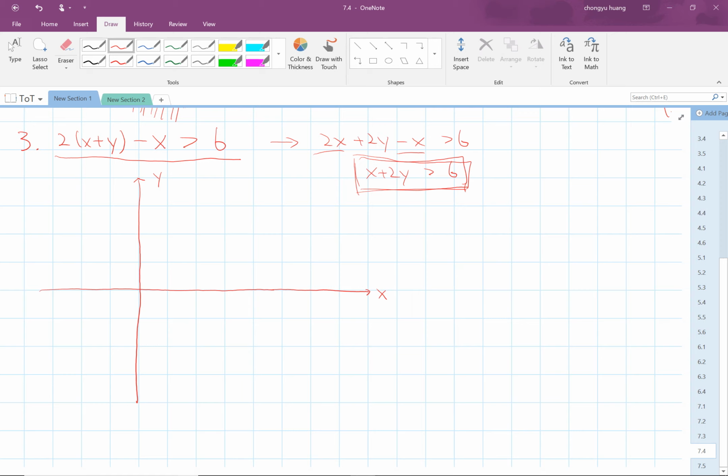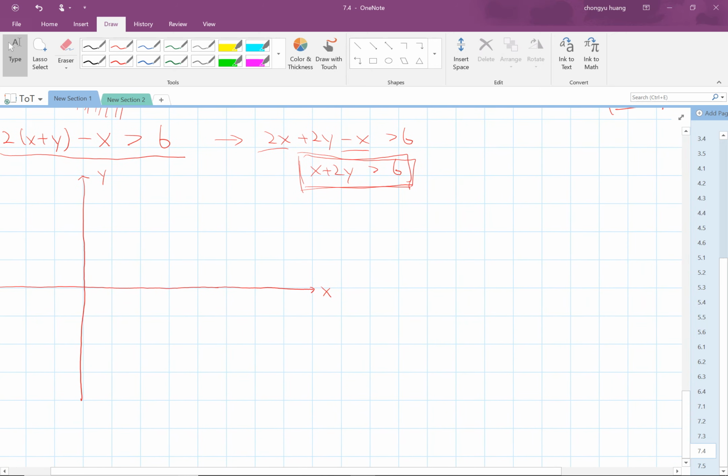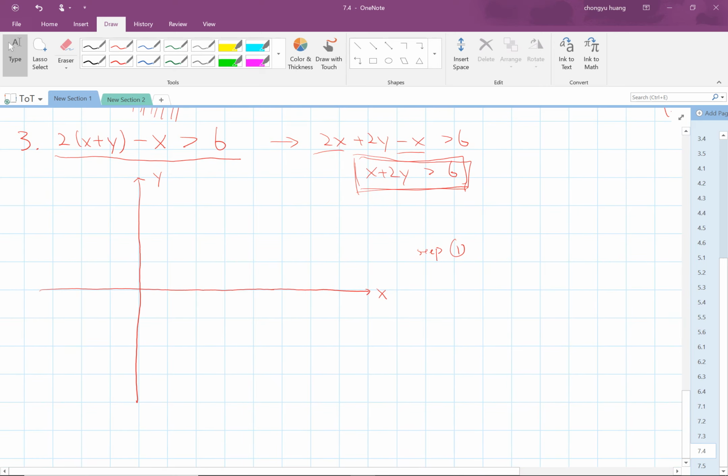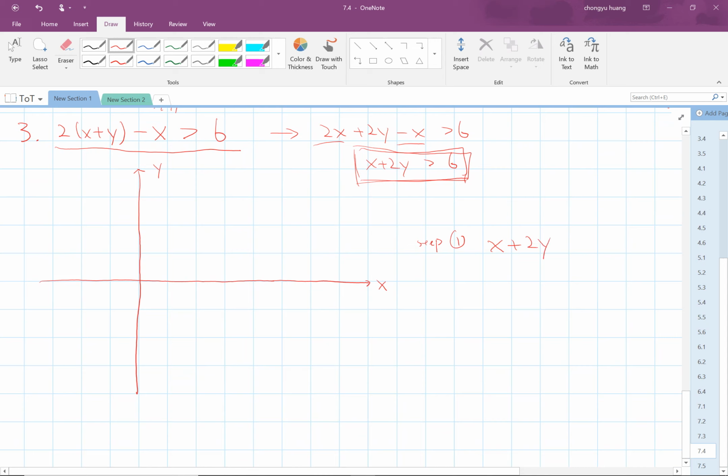So the first step, as we have done many times, is we need to change the inequality to an equal sign. So that's our first step: changing the bigger than to equal.